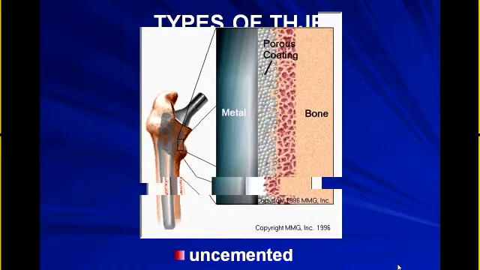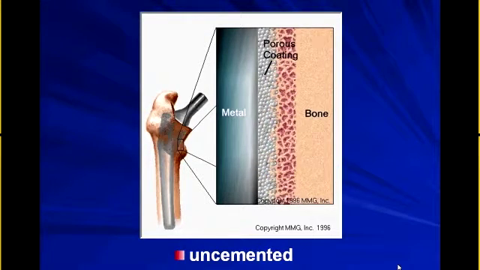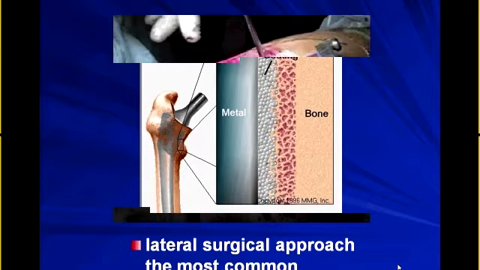Uncemented is usually done in the younger who have better bone stock. So the canal for the stem is actually much smaller, and so the stem is actually hammered in, so it's very, very tight, very, very snug. And the bone will grow into it because the coating of the uncemented is very porous. But surgeons have these individuals less weight bearing because there's no cement.